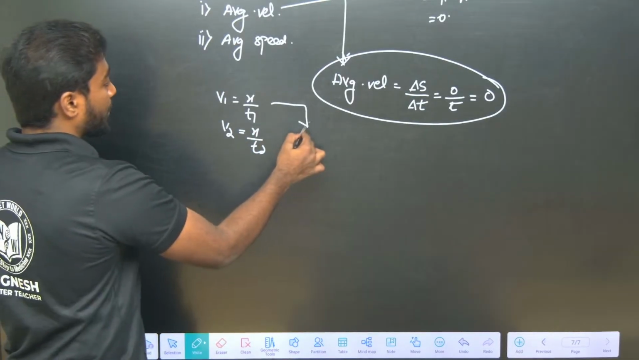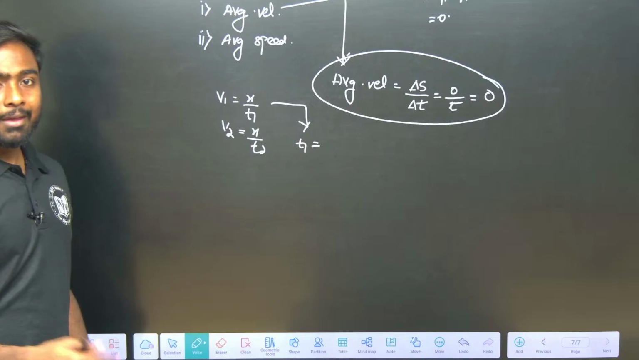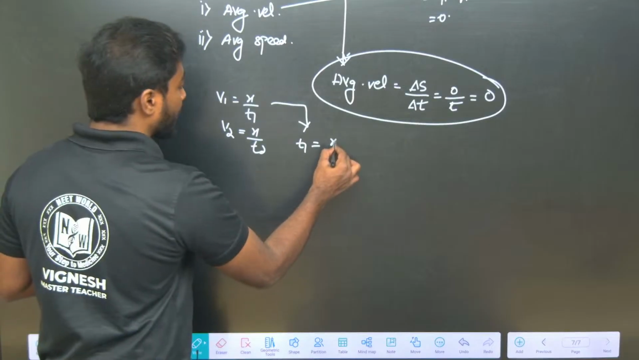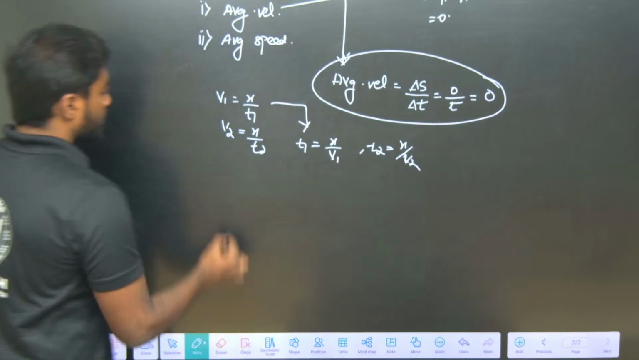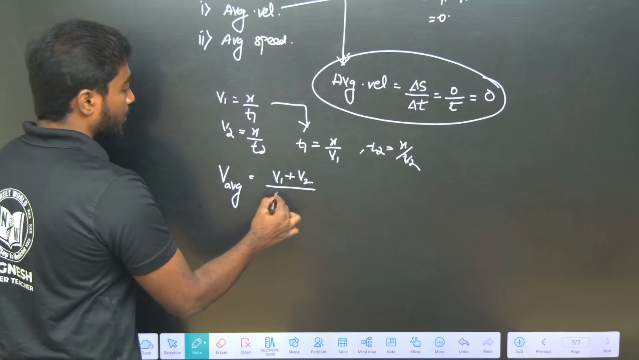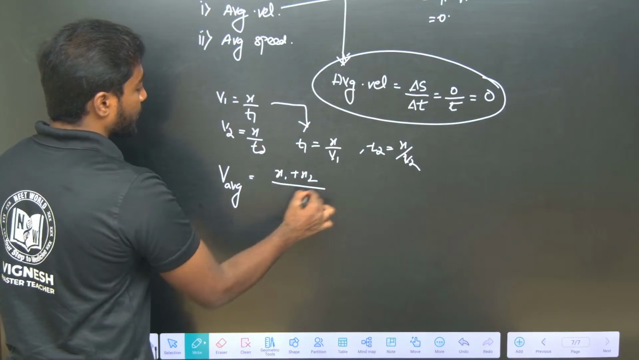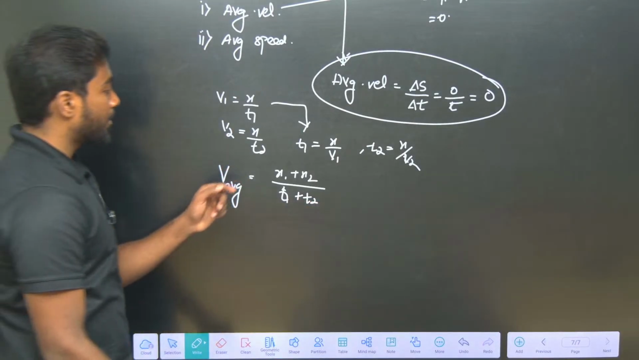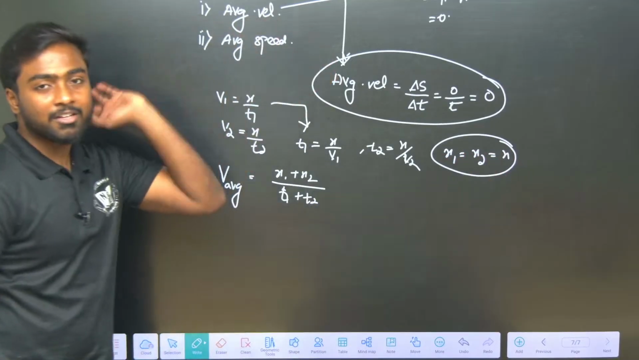I can rewrite this in terms of t. So v1 I know, x I know, the distance, and speed I know, but I don't know the time. So t1 will be equal to x by v1, t2 will be equal to x by v2. So v average will be equal to x1 plus x2 by t1 plus t2, total distance by total time taken. So what is x1, x2? x1 will be equal to x2 will be equal to x, the distance it has travelled.